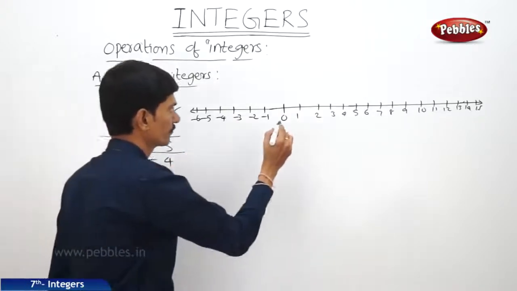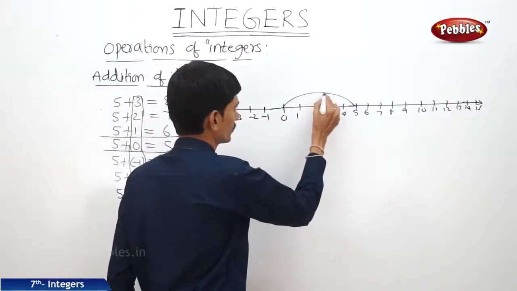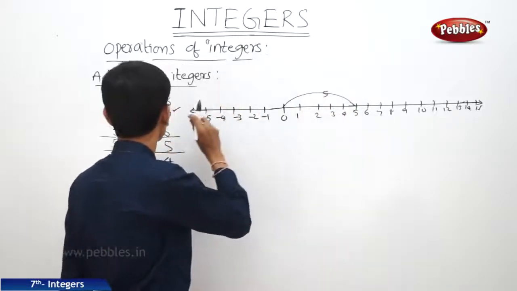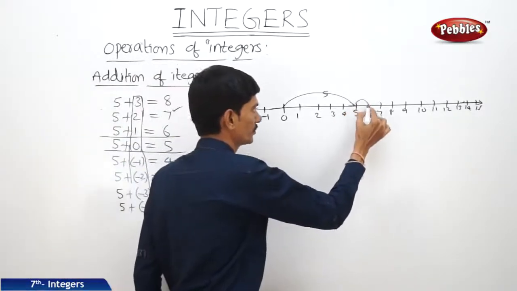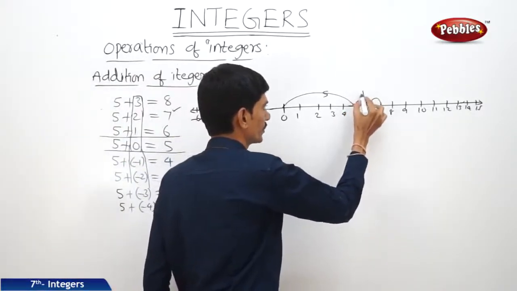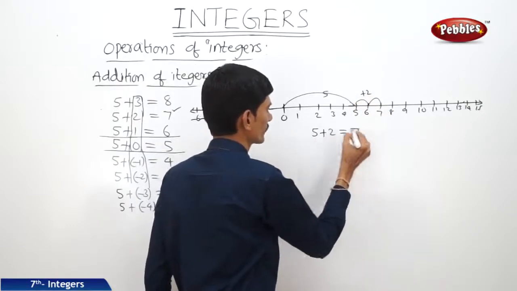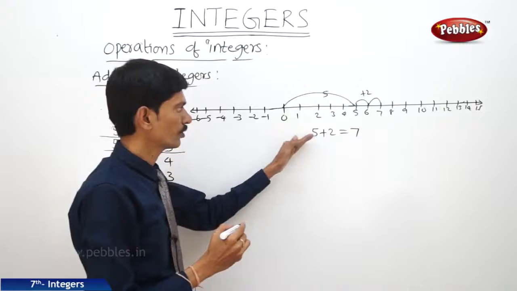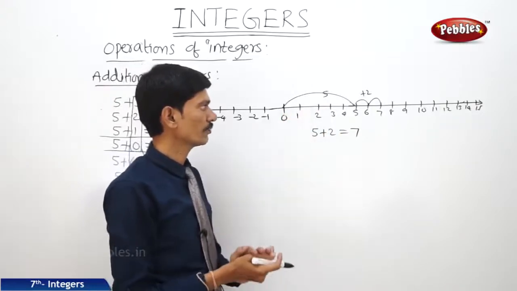Now let us take 5 plus 2 equals 7. When you take 5, first 0 to 5, then from 5 adding 2, so 5 plus 2, 1, 2, this is 5 plus 2 equals 7. So when you add a positive integer, we move right on the number line.